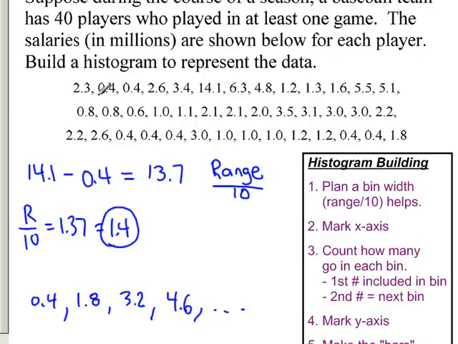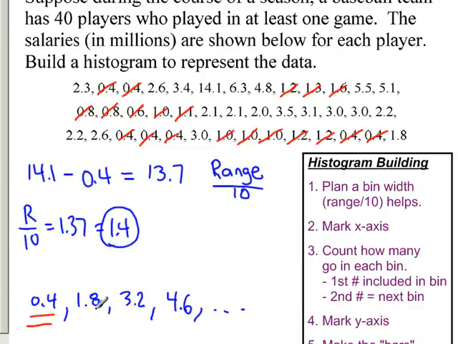So here's 1. I'm going to cross them off. 1, 2, 3, 4, 5, 6, 7, 8, 9, 10, 11, 12, 13, 14, 15, 16, 17, 18, 19, 20. Hey, there's a 1.8. Please remember that should not be included here, because remember, we do include the left side.